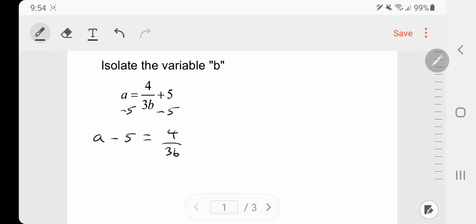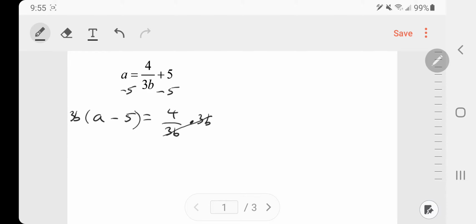Now there's a couple of different ways I could do this. I like to multiply to get rid of my fraction completely, so that's what I'm going to do here. To get rid of 3b in the denominator, I'm going to multiply by 3b, and that cancels that out. Because I multiplied on one side by 3b, I'm going to do the same thing on the other side. I'm going to multiply the whole other side by 3b as well. So now my result is 3b times a minus 5 equals 4.